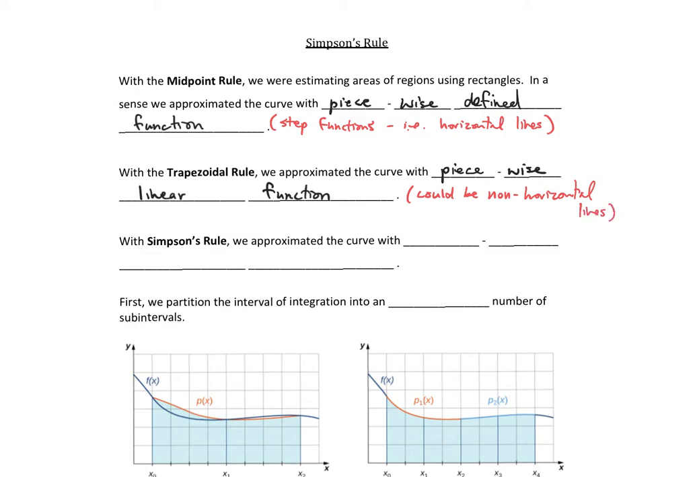Now with Simpson's rule, we're going to do something similar, but pretty radically different. We're going to approximate a curve with piecewise defined functions as well, but it's going to be a piecewise quadratic function. A quadratic function basically means we're going to be working with parabolas. And when we partition our interval of integration, we need to partition it into an even number of subintervals.